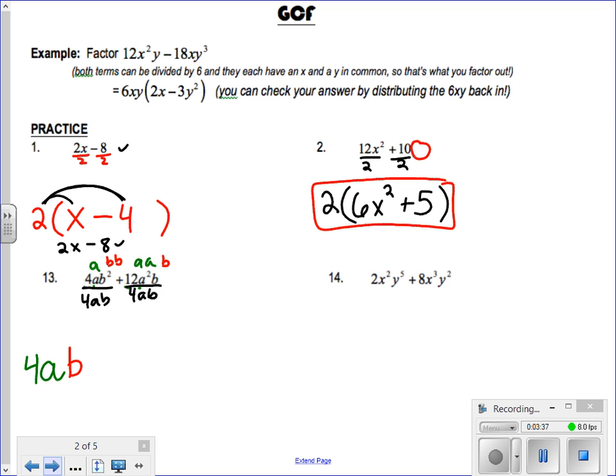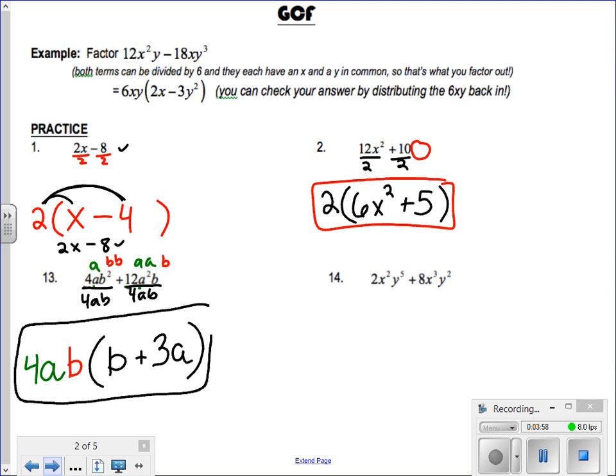When I divide 4ab squared by 4ab, the first term I'm left with is just b. The 4's and the a's cancel off. For the second term, 12 divided by 4 is 3. a squared divided by a is a. And b divided by b cancels off. So this is your final answer, 4ab times (b plus 3a).